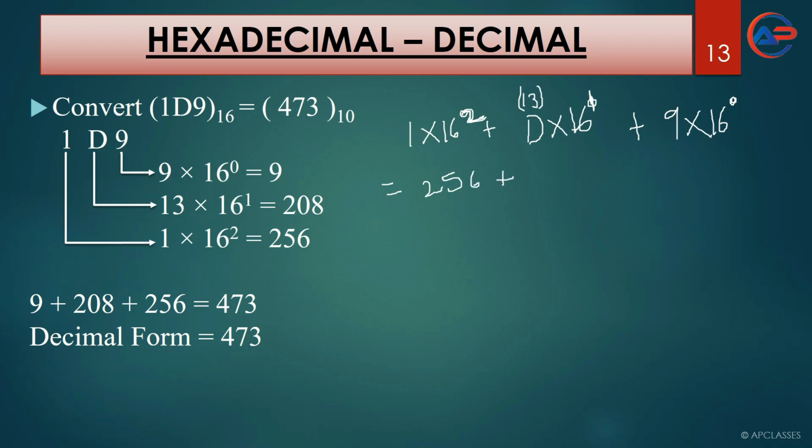plus 16 to the power 1 is 16, 16 into 13 will give you 208. You can multiply it, 208, plus 16 to the power 0 is 1, because we know anything to the power 0 is 1, 1 into 9 will give you 9. What is the final value? 473 is the final value, which will have a base of 10.